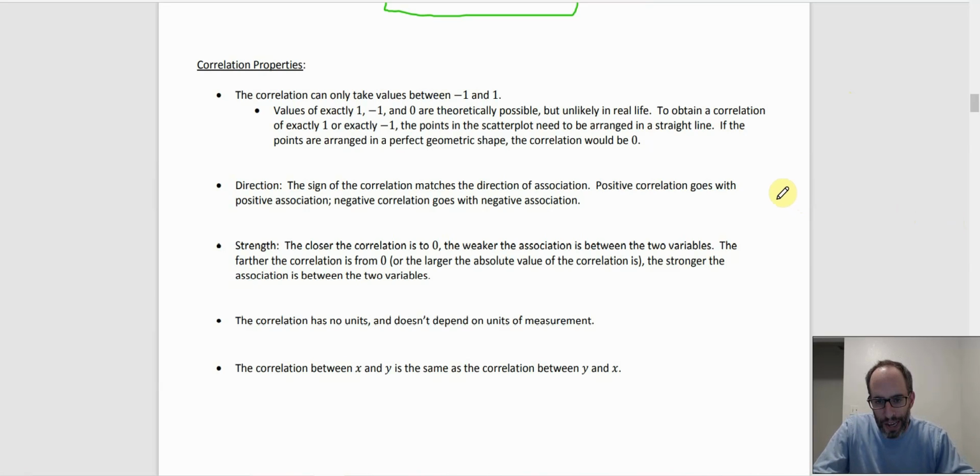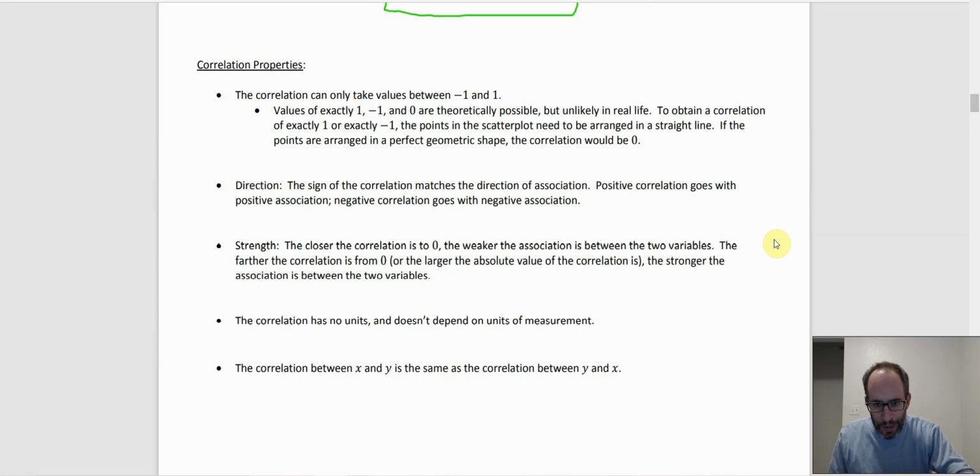So the sign matches the direction of association. This is where you get the direction for free. If you have a positive association, you get a positive correlation that goes with that. Negative association, you get a negative correlation. Strength, this is kind of interesting. The farther away from 0 you are, that indicates a stronger correlation. That's pretty straightforward for the positive numbers, but it's easy to get the negatives backwards. So farther away from 0 is stronger.